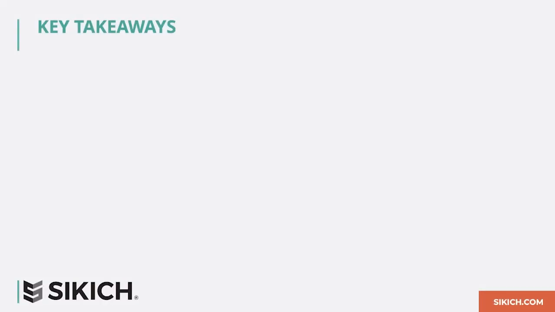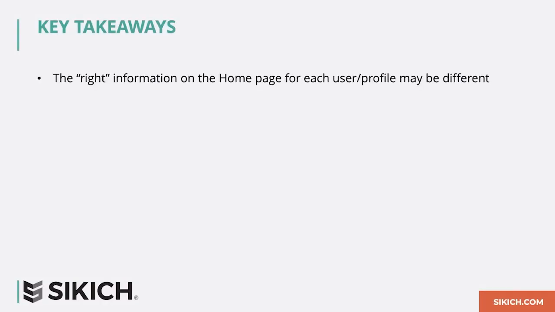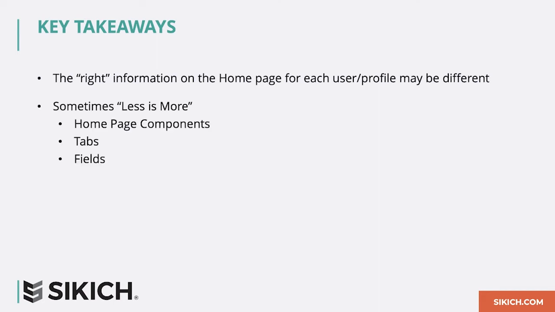Now, what are the key takeaways here? Getting the right information on the homepage for each user or profile. And that may be different. So what's right for you may not be right for me. For example, a producer may want more sales-related information, where somebody in operations may want more renewal and back office information, because that is what is important to them.